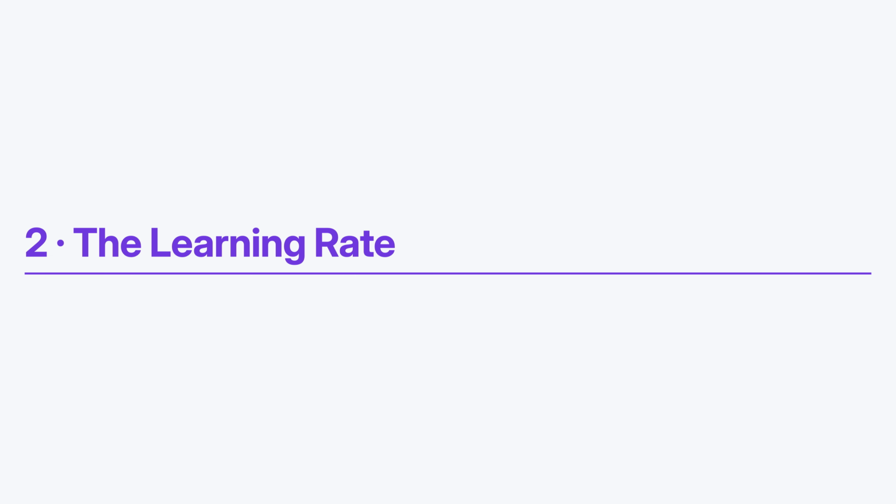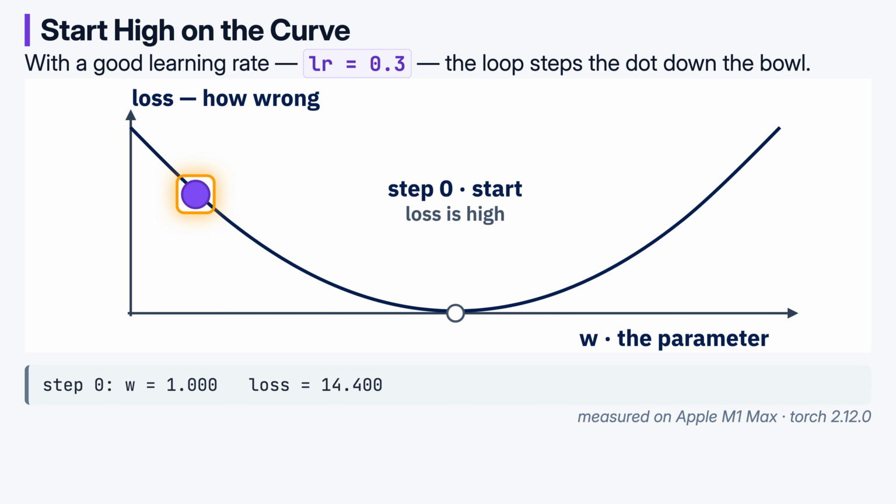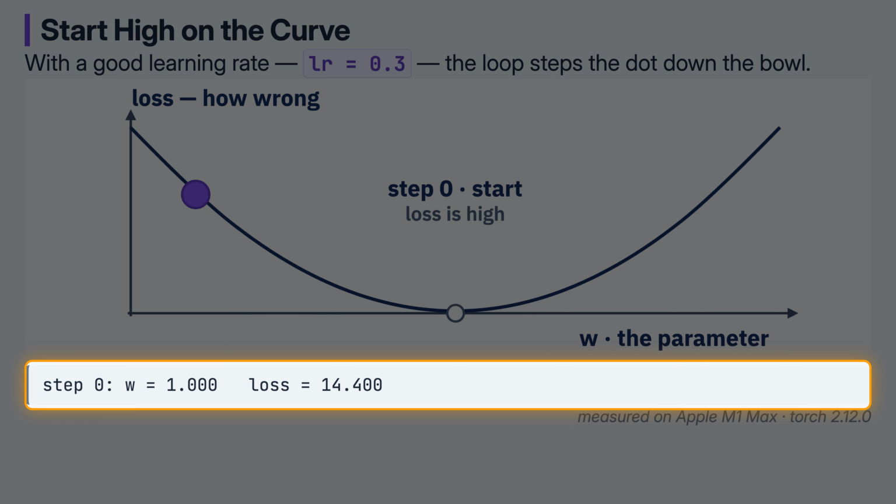Now the dial that runs the whole thing. The learning rate decides how far each step goes. With a good learning rate, 0.3, the loop steps the dot down the bowl. It starts where the last video left it, high on the left arm. Step 0, W is 1.0 and the loss is 14.4. The loop prints one line per step, and opt.step moves the dot down.